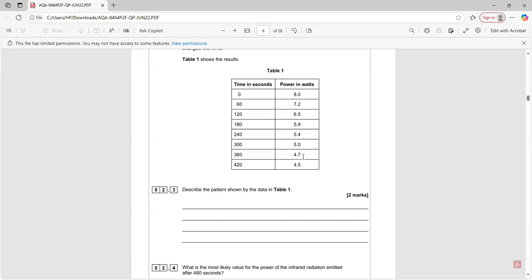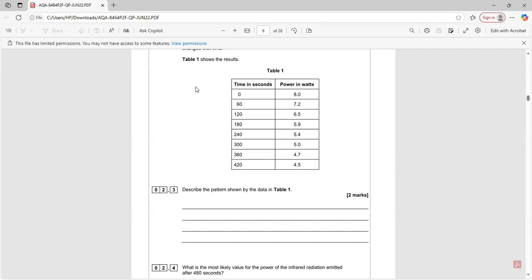Minus 6 will give you 5.9, and 5.9 minus 5 will give you 5.4. So can you see now I have seen a pattern? You have to just look carefully at it before you can really establish the pattern. Right now, the pattern I've established is that power in watts is dropping by different numbers in descending order.